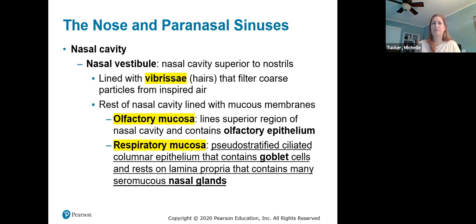I don't think you have to know the bones that are constructing each of these cavities. If there's a particular bony structure, I will identify it.